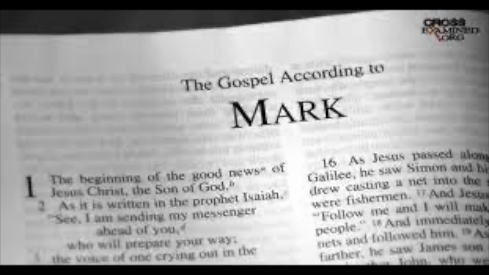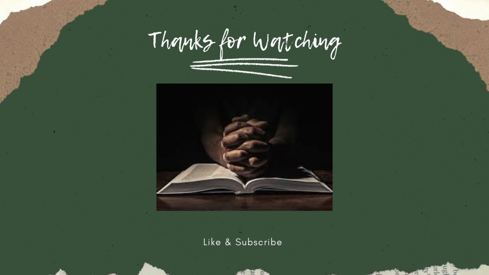Mark tells of a young man fleeing naked during the arrest of Jesus, and Pilate asking whether Jesus was already dead. The last verses of Mark are questionable, not having been included in the original manuscript. Okay, that brings us to the end of our overview on the book of Mark.